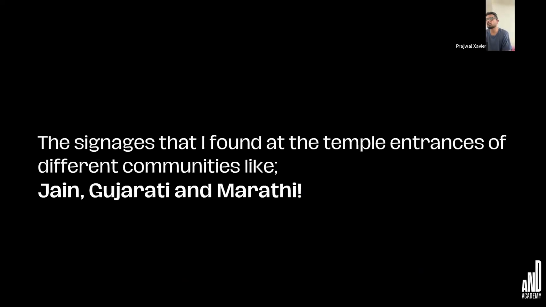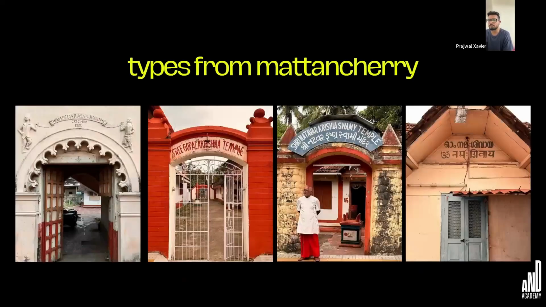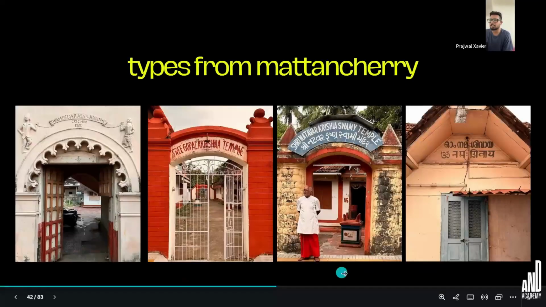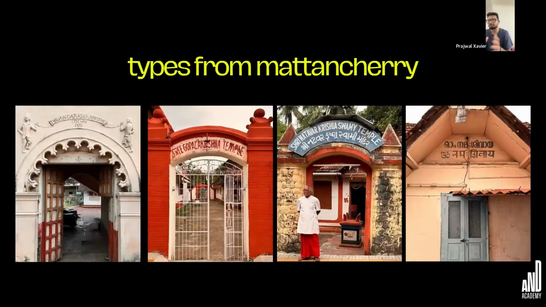And Mattancherry is also an area where we have around 37 communities, with all kinds of Gujaratis and Marathis. They have their own buildings and temples there. Here we can see one Jain temple, then one Gujarati temple, and a Marathi temple. You can see the similarities in these architectures. All of the entrances are arch-shaped, and above the arch their name is mentioned, maybe hand painted or etched in a semicircular treatment. So maybe this was one of the trends at that time.